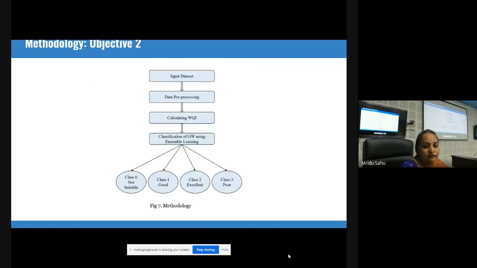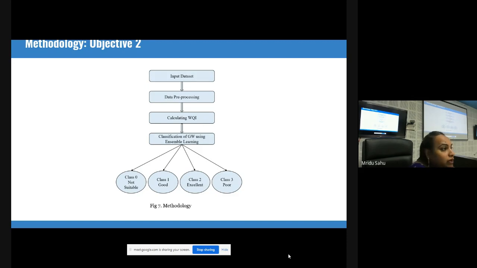So this is the objective, and here it is a multi-class classification. We want to calculate the WQI, called the water quality index. Why is this a classification problem? Because we want to categorize the quality of the water into how many categories? 4 categories, and 4 categories are already pre-defined. That's why it is called a classification problem.